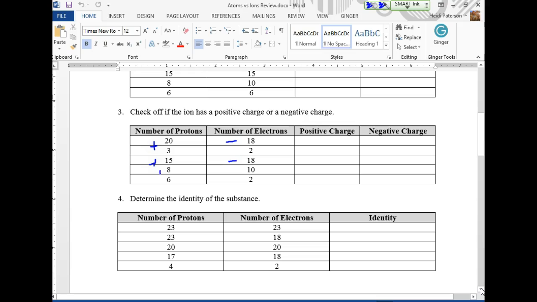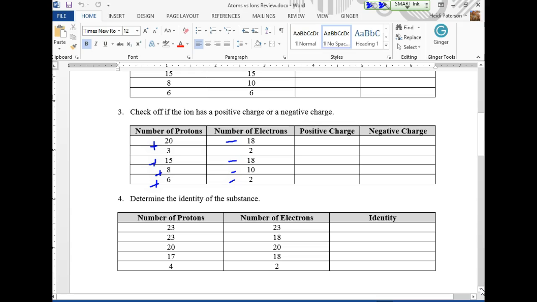This one, positive 8, negative 10. That's a negative charge. Absolutely. Protons, positive 6. Electrons, negative 2. Is that going to be a positive or negative charge? Positive. Whenever there's fewer electrons than protons, that's going to be a positive charge. If there's more electrons than protons, that's going to assume a negative charge.